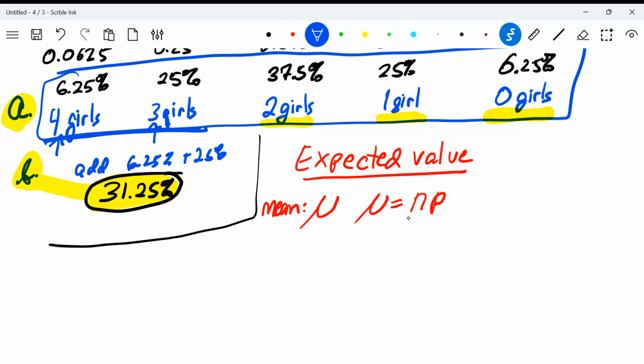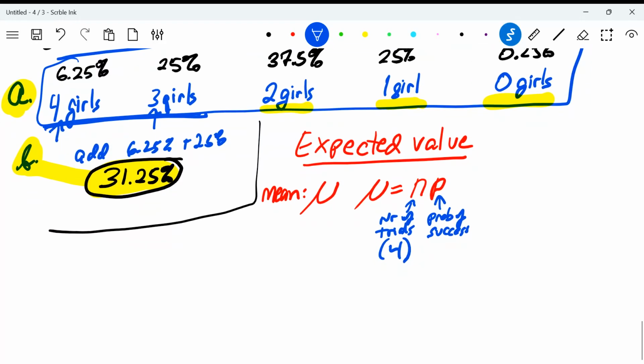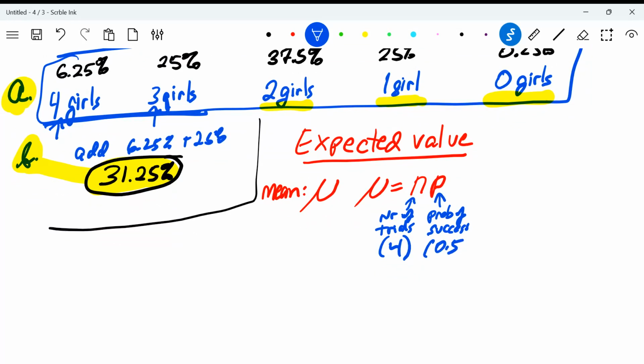NP. So N is the number of trials, which in our case here was 4, because that was that exponent. That's what we would use for it, the main exponent. And then here, the P is the probability of success. And we know that the probability of success was 0.5. So what we do is simply multiply that. 4 times 0.5. And in this case, we get a nice, simple, easy 2.